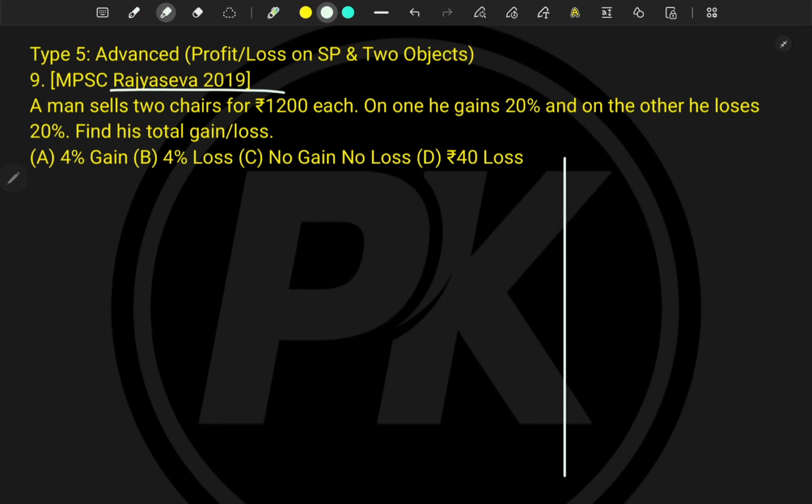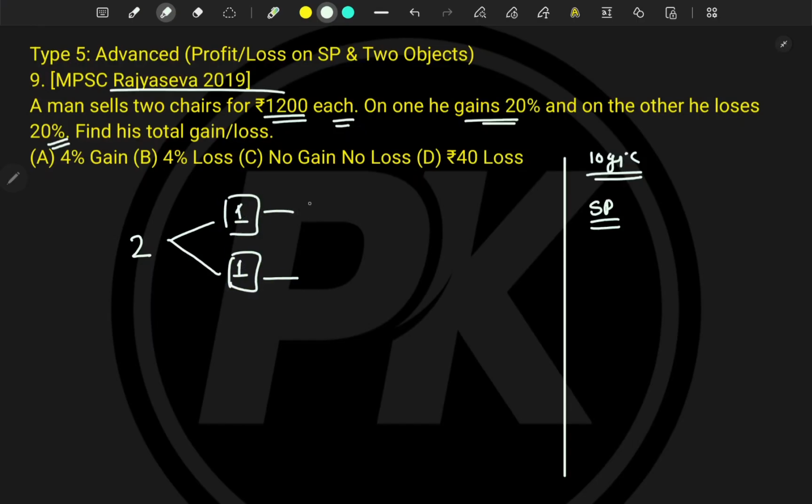As I said, it is very difficult to remember all the shortcuts in the examination, so you can refer to the normal method. So here the logic for such type of problem is, let's say, when the selling price is the same. Here the problem is saying, a man sells two chairs for 1200 rupees each. On one he gains 20 percent, but on the other he is losing 20 percent. So he had two chairs, and he sold both chairs at 1200 rupees each. In one he got a gain, in the other deal he loses something.